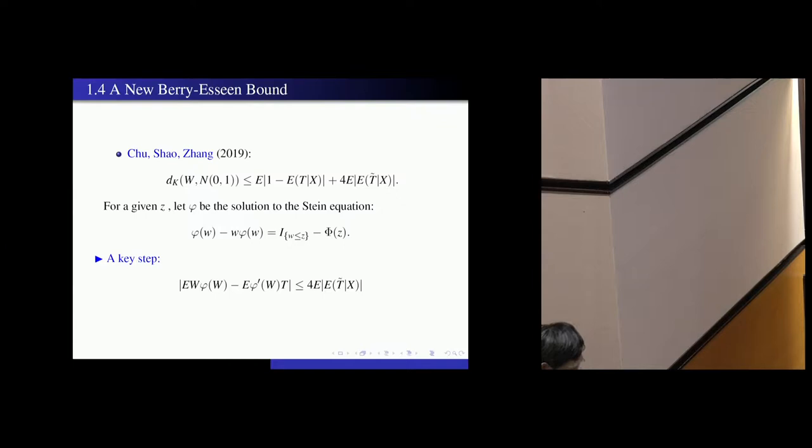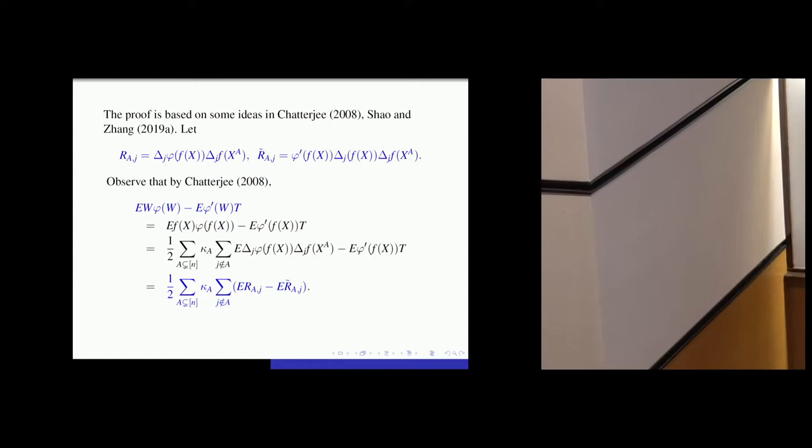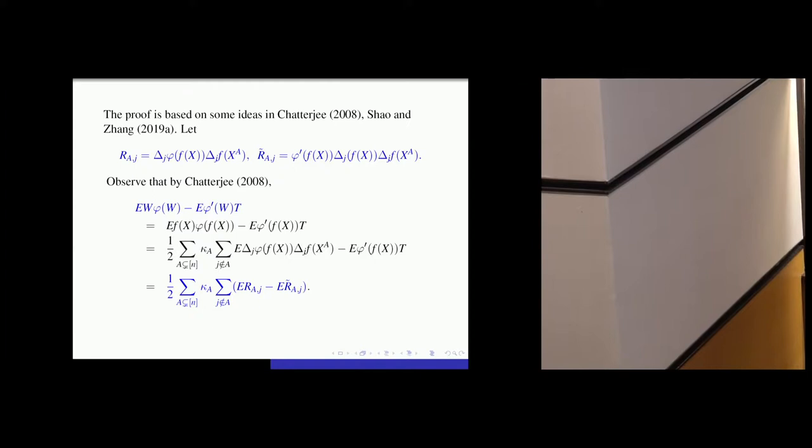Okay, now let's see how to prove that inequality. We start, again, with the expected value of W phi of W as always. Maybe we introduce some notation here. R_ij is the difference between delta g phi of f x, which is phi of W, and delta g phi of f of x A, and R_ij tilde is defined very similarly, just changing the difference to the derivative, the derivative of f of x, and so on. That part is actually the same as in Chatterjee's paper. He also introduced those random variables.